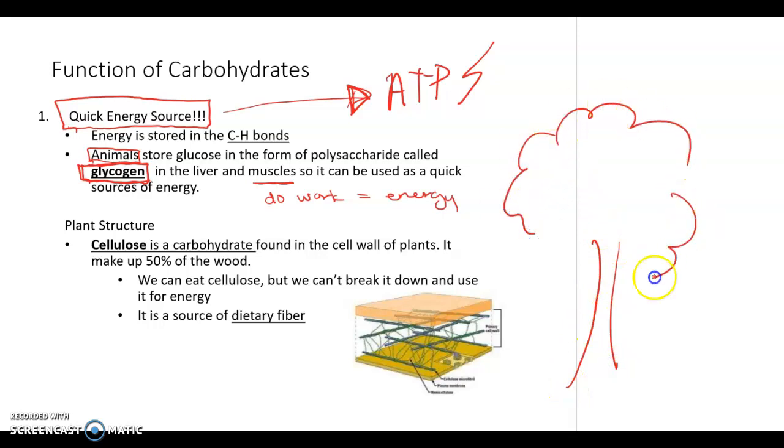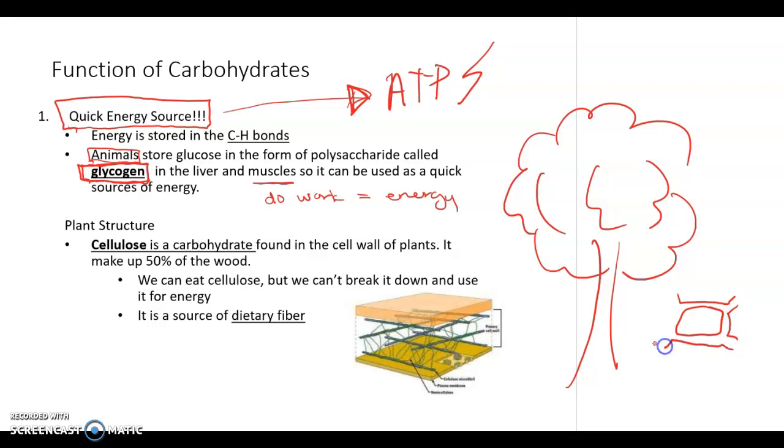So in order for the tree to grow real tall, there has to be something very rigid and hard structure in there. And so plants actually have around their cells, so here's the cell, they're going to have this extra cell wall. That cell wall provides extra support, and the carbohydrate in there that does so is known as cellulose.